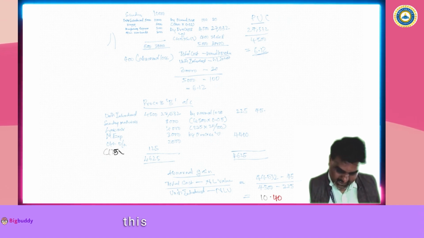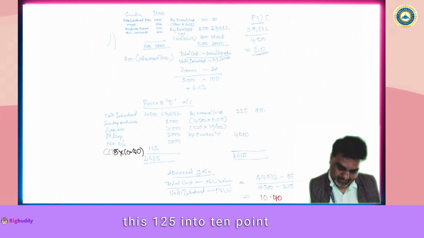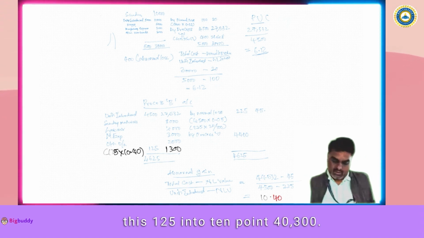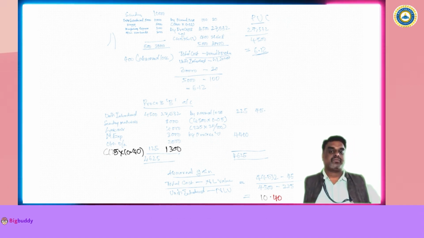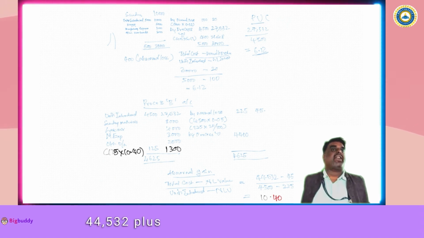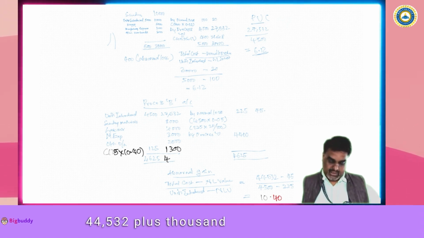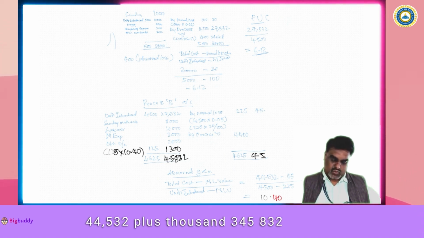So this, 125 into 10.40, 1,300. Now do the total. How much? 44,532 plus 1,300. 45,832.